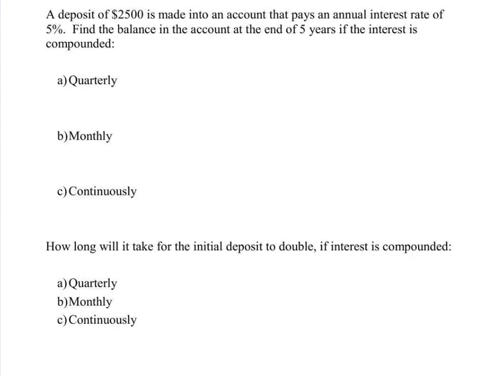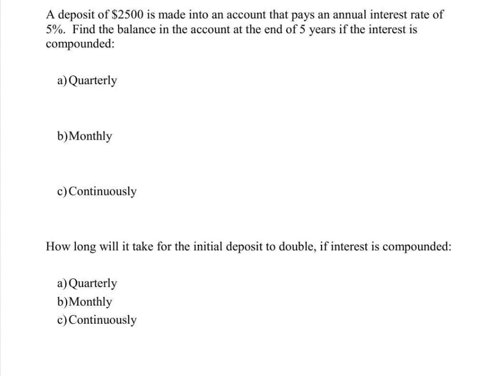So some practice with that. A deposit of $2,500 is made to an account that pays an annual interest rate of 5%. If you find an account that does that these days, that's probably a pretty good account to invest in, and I'd put in way more than $2,500, just letting you know. Find the balance in the account at the end of 5 years if the interest is compounded quarterly, monthly, and continuously. So pretty straightforward problem.